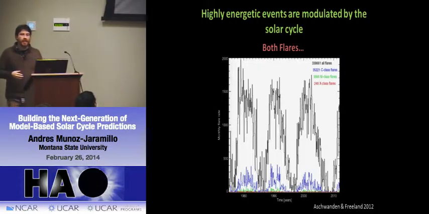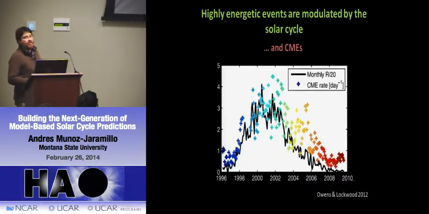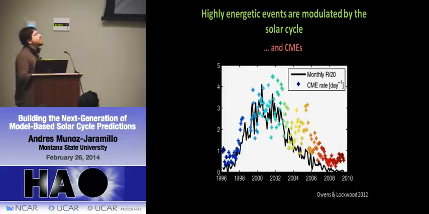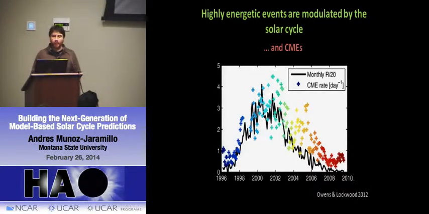Right now, flares affect our upper atmosphere, right? And they also have the potential of triggering sympathetic CMEs, which are one of the causes of geomagnetic storms, right? And CMEs as well are modulated by the cycle. So you see here the smoothed sunspot number, the monthly sunspot number in black, and these crosses indicate the rate of CMEs per day during this last solar cycle.